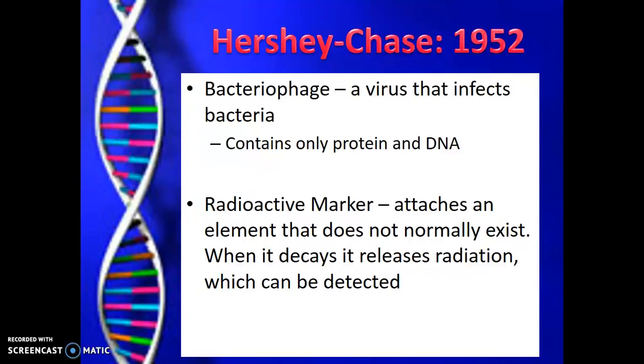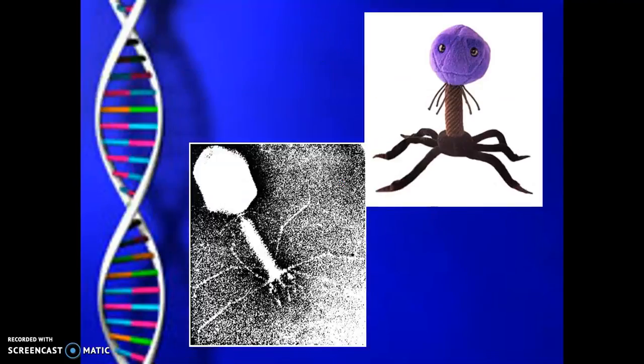The other thing they needed to use was a radioactive marker. This is an element that you can attach to something that it is normally not attached to. And remember, things that are radioactive, these elements decay and they release huge amounts of energy known as radiation. And we can detect that radiation on X-rays and using different radiation monitors. So here is an example of a bacteriophage. This is called a T4 bacteriophage.